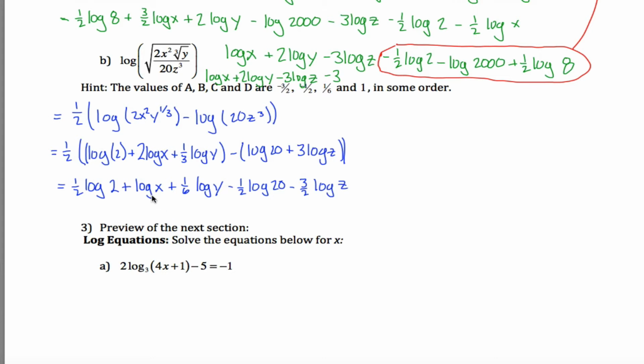Any like terms here? Here's my only x, here's my only y, here's my only z. So I guess what I have to deal with is just the constant terms again. I got log x plus 1/6 log y.